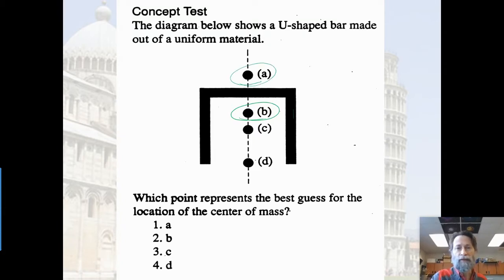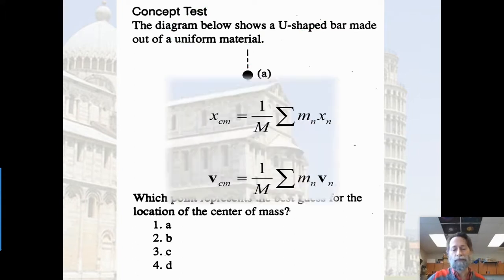It can't be A, because there's no mass up here balancing out the mass down here to pull it up towards the A direction. And in the same way, it can't be D, because there's no mass down here pulling this mass down, and that's why our answer has to be B.